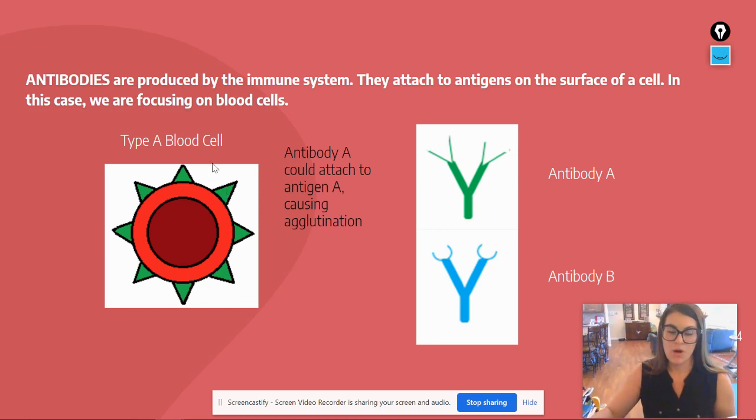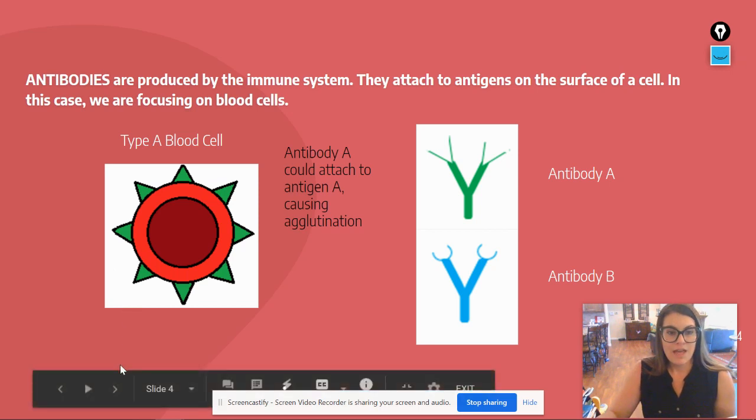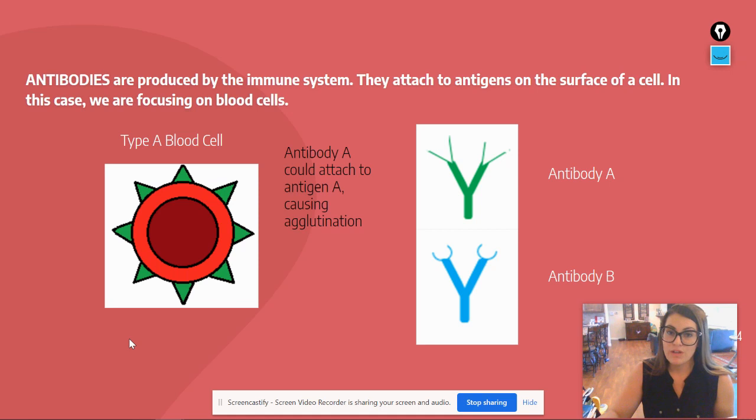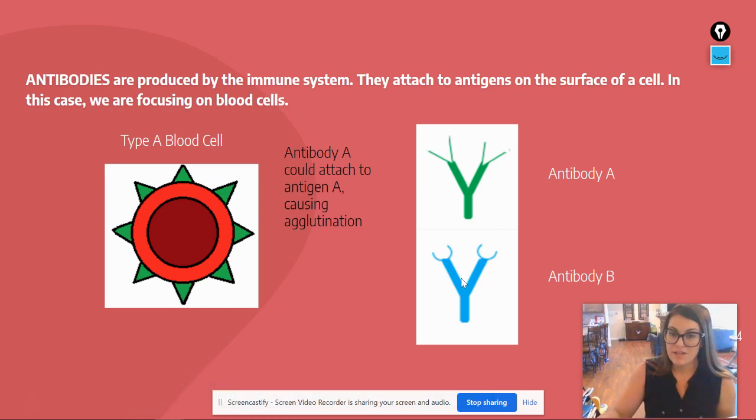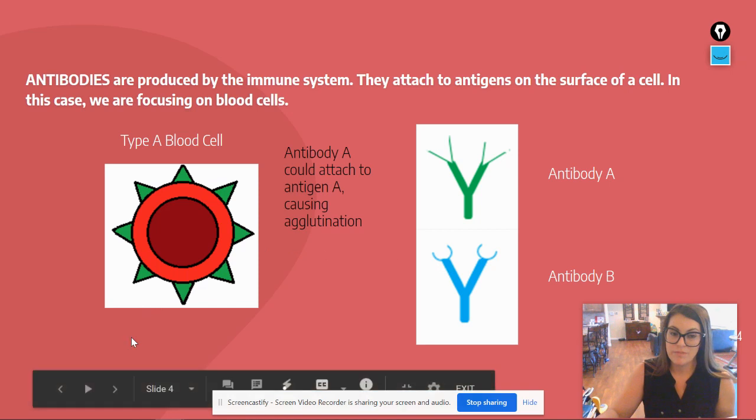So that would be a big problem. Okay. And that's why it's important to know what kind of blood people have when you give them a transfusion. Okay, so this person makes antibody B, so if you give them type B blood, their antibodies are going to attach to it.